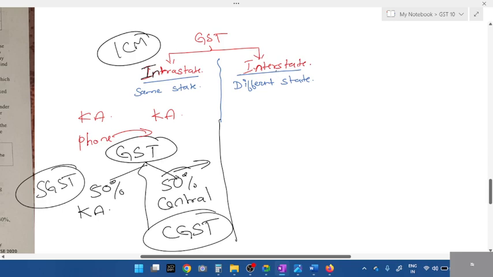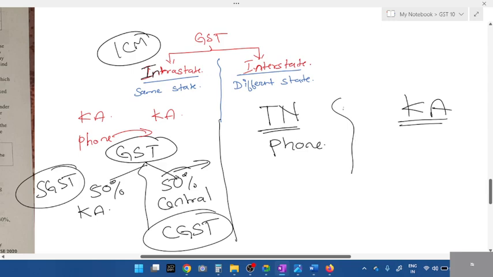Next, interstate. Interstate means now the shop is in Delhi, or let me say Tamil Nadu, TN. The shop is in Tamil Nadu. You're going to buy a phone from there, and we are in Karnataka. Is it the same state or a different state? Different state. How many CMs do we have here? Two CMs, always a fight. Whenever there are two CMs, there is always a fight, student. So what happens to the GST?